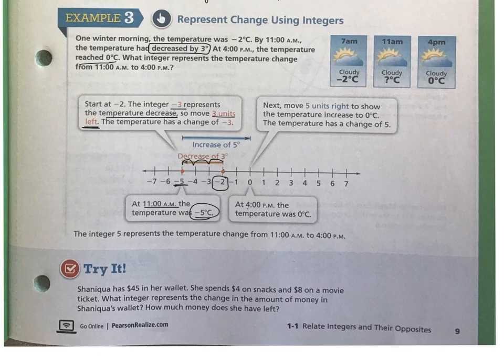Now we know at 4 p.m. the temperature was 0. So how far is it from -5 to 0? Well, in order to get from -5 to 0, I can count 1, 2, 3, 4, 5 units. So I move 5 units to the right to show the temperature increase to 0 degrees. So the temperature has a change of 5. The integer 5 represents the temperature change from 11 a.m. to 4 p.m.